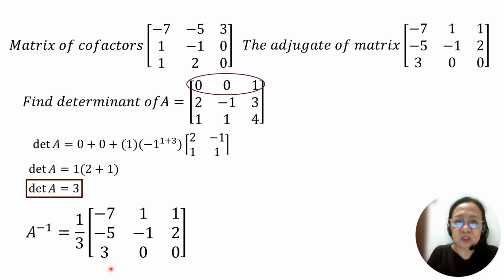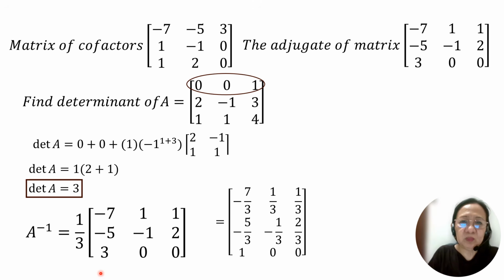Let us substitute now in the formula. So we have 1 over the determinant, which is 3. So 1/3 times this part, the adjugate of the matrix. So let us copy. Negative 7, 1, 1, negative 5, 1, 2, negative 5, negative 1, 2, and 3, 0, 0 from this adjugate. Next, let us distribute our 1/3 one by one.